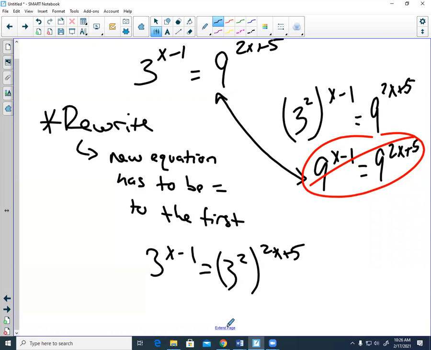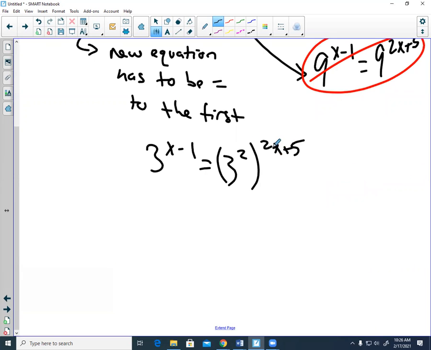So now that being said, I am going to distribute this through, because when you raise a power to a power, you multiply. So I'm going to be left with 3 to the x minus 1 equals 3 to the 4x plus 10.